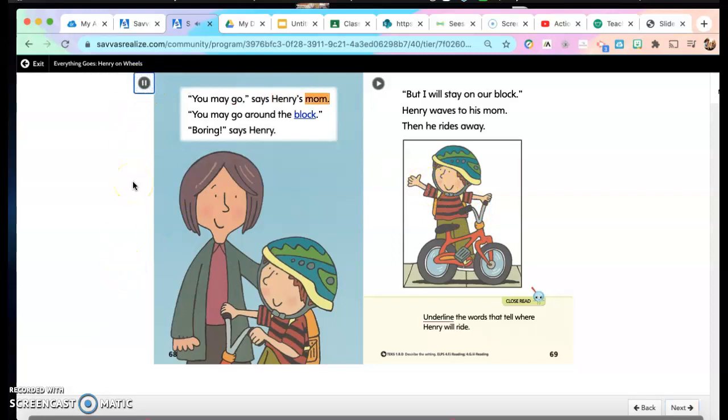"You may go around the block," says Henry's mom. "Boring," says Henry.